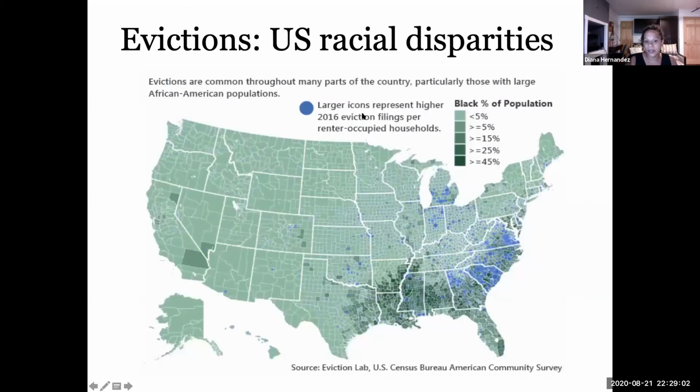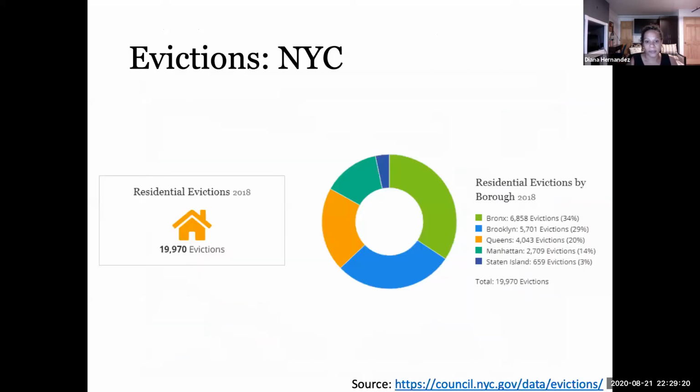And what you see also in looking at the map of the United States is that there's a high correlation between evictions and racial disparities, so that African Americans are really disadvantaged when it comes to these involuntary moves and forced displacement. In New York City, this is again a bleak picture of where these evictions are happening, and again this disproportionality in where the Bronx is in terms of eviction.